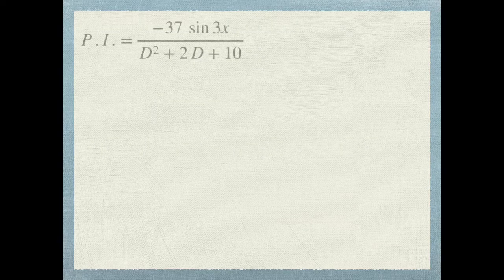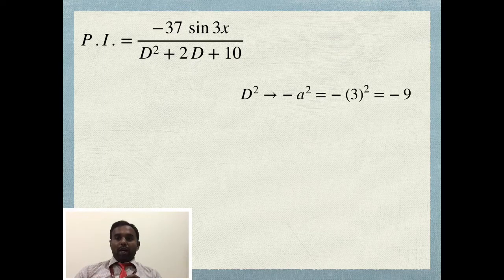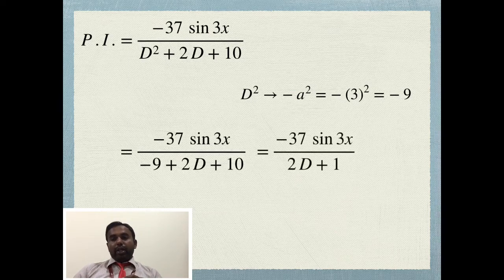In the second part, we will be finding the particular integral. As we have already told, it is sin 3x, so it is of type 2. Here, d square will be replaced by minus of a square, which is minus 9. So, in the denominator, we will be replacing d square by minus 9, and simplifying that, I will be getting 2d plus 1 in the denominator.